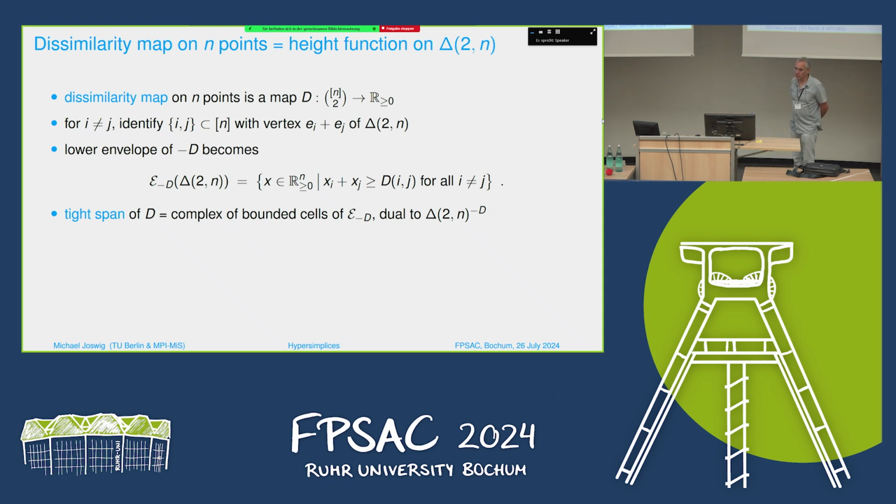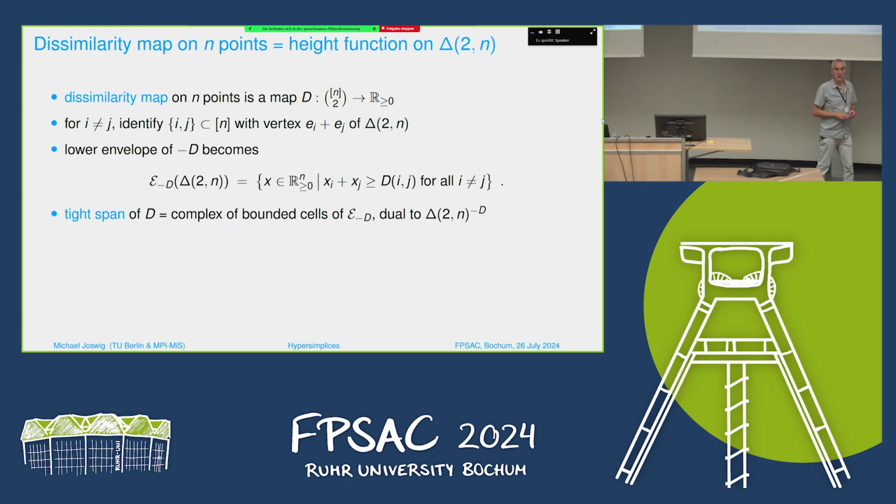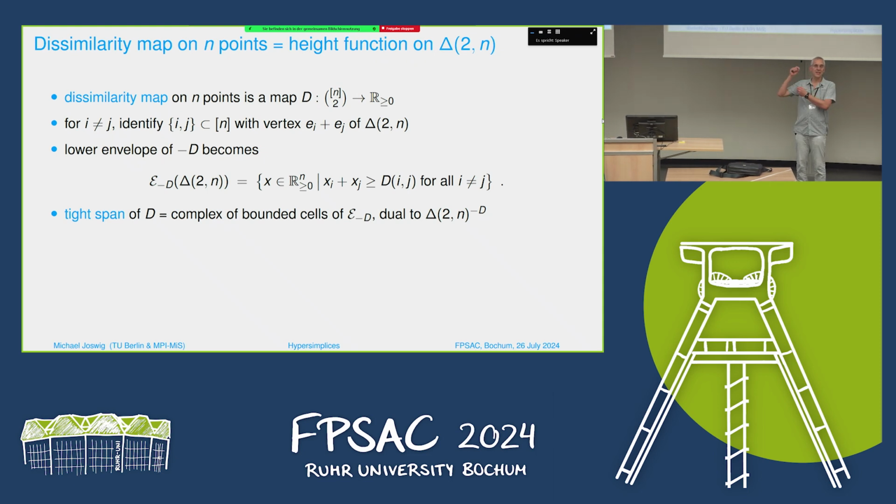And so then there is a polyhedron that you can produce, an unbounded polyhedron, which lives in the positive orthant, where I take the sum of two variables, xi plus xj, and I ask it to be at least as large as the distance in terms of this dissimilarity map of i and j. You will see an example on the next slide. And then there's another concept, the tight span, which is just the complex of bounded cells. Again, you will see this here. I was talking about the regular subdivision before, and so this is just an explicit construction of a dual of this subdivision, and I'll show this in a minute.